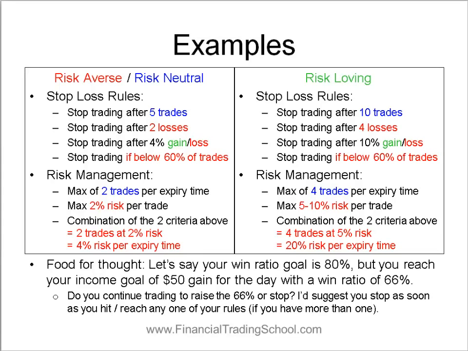And also some food for thought. Let's say your win ratio goal is 80%. So you want to get an 80% accuracy, but you reach your income goal of $50 gain for the day with a win ratio of 66%. Do you continue trading to raise the 66%, or do you stop? I would suggest you stop as soon as you hit or reach any one of your rules, if you have more than one. So if you have 3 rules and one of them is a dollar gain, one of them is a percent gain, and one of them is a max loss, as soon as you reach one of them, just stop. So if let's say you reach 2 losses, stop. Or you reach $50 per day, stop. Or if you reach your 80% already, stop.